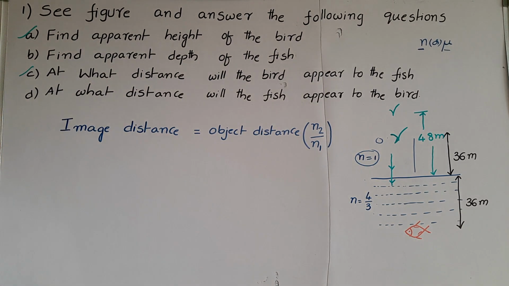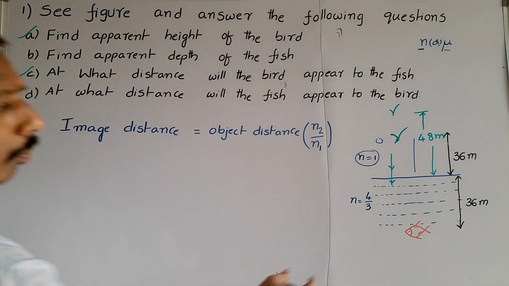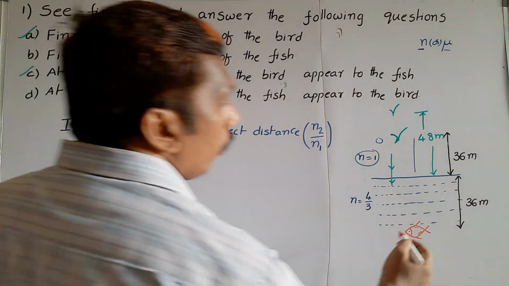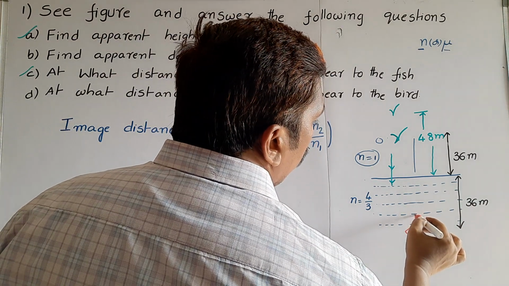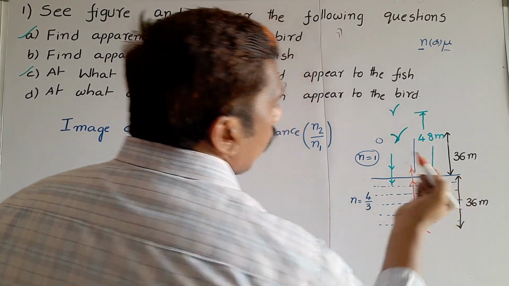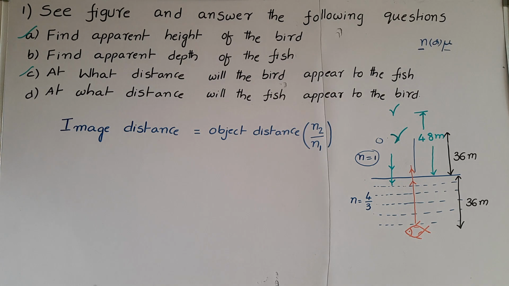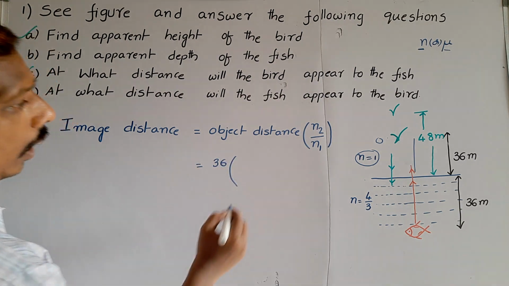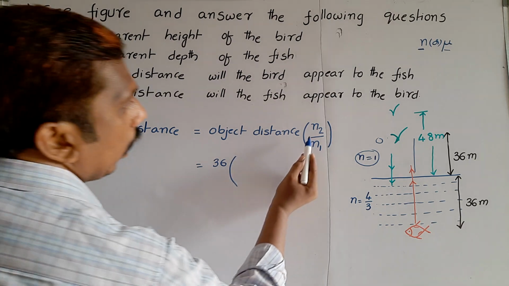Image distance is equal to object distance into n2 by n1. So that means this fish is in water, and anyone observing from the air, for that person, this fish's light rays go from water to air. First the light ray travels in water, after that it enters into air. So image distance is equal to object distance, 36 meters, into n2 by n1.